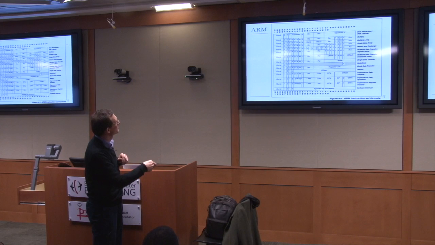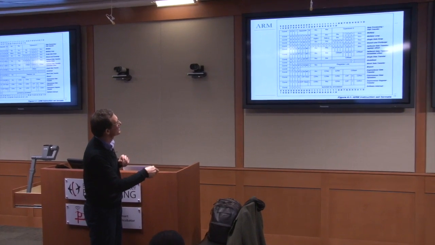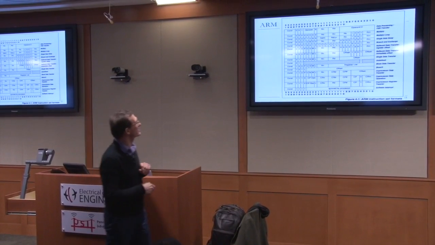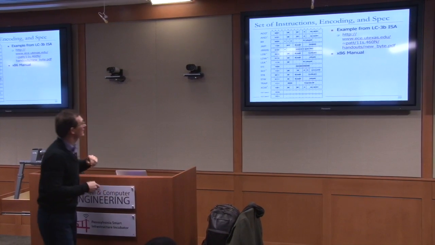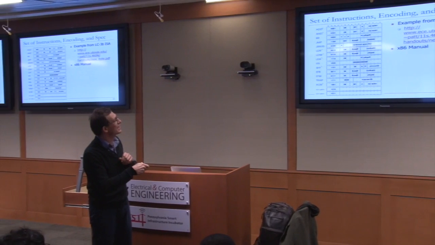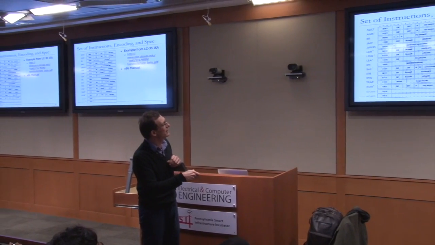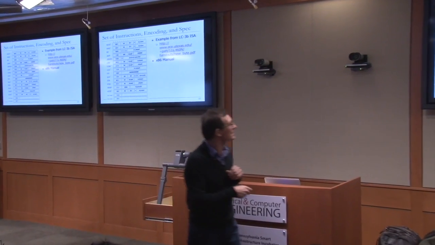Opcode, kind of here. Registers are always here. So it's more like a RISC architecture, but it's a little bit more complex too. So basically, an ISA really specifies a set of instructions, their encoding, and the specification of how they operate.